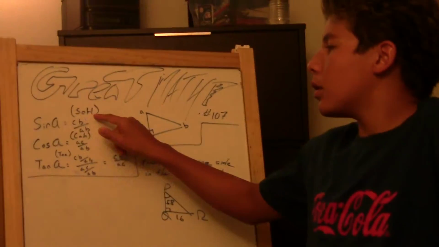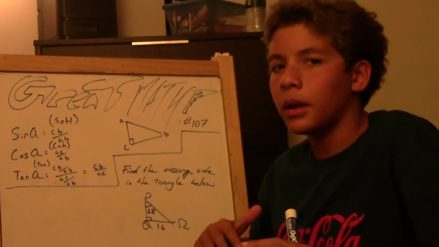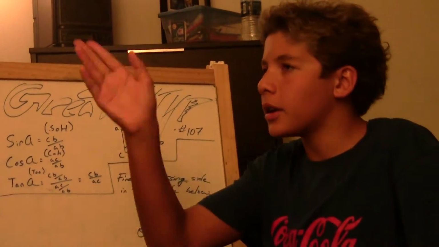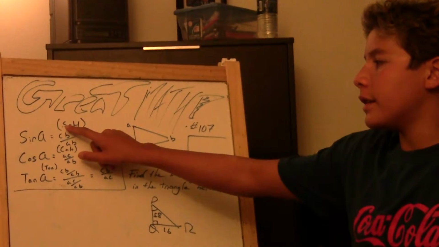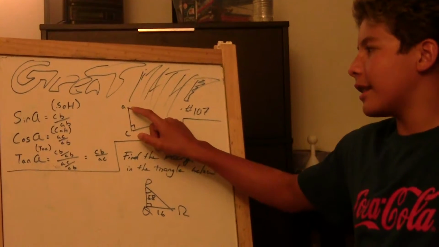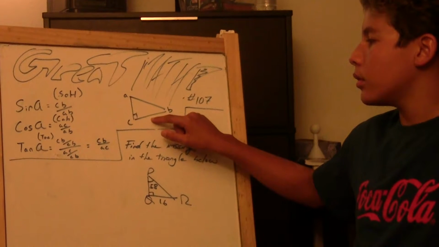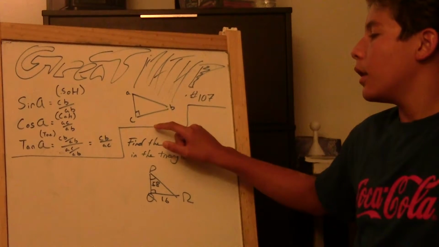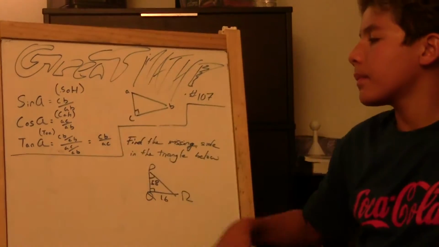It stands for SO in SOHCAHTOA. That's how we know what sinus and cosinus and tangent are, but I'll get to those later. SO stands for sinus, opposite over hypotenuse. So sinus A, let's say, because we're doing an example, is the opposite divided by the hypotenuse. So it's CB divided by AB, as shown here.